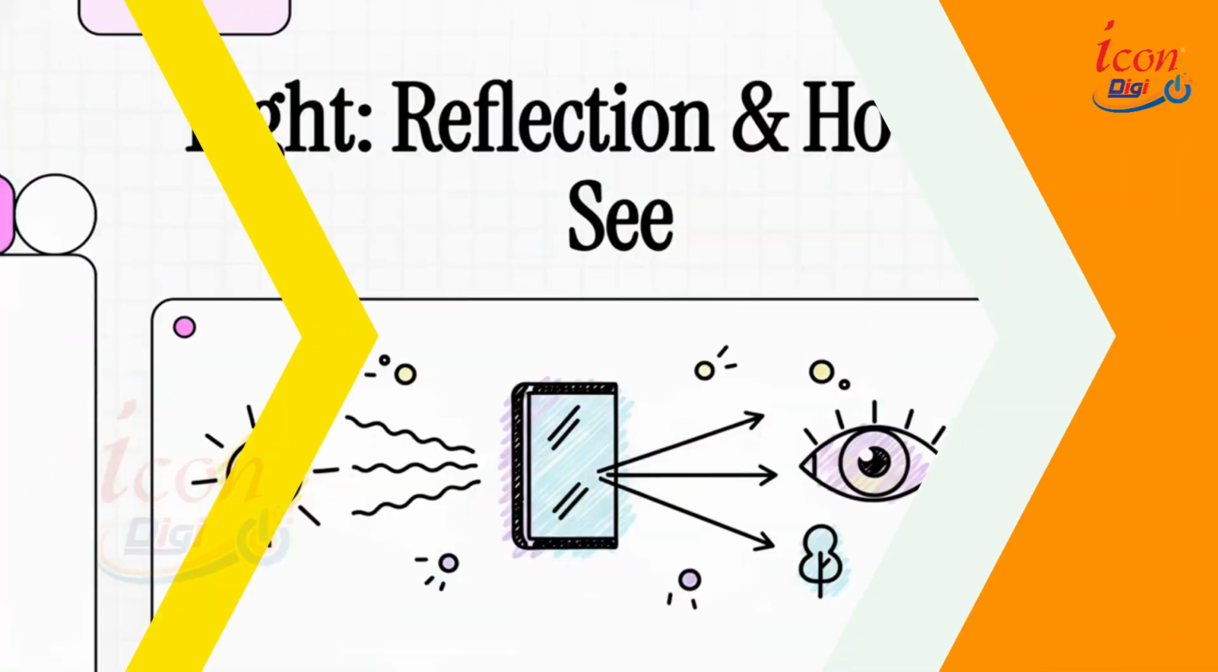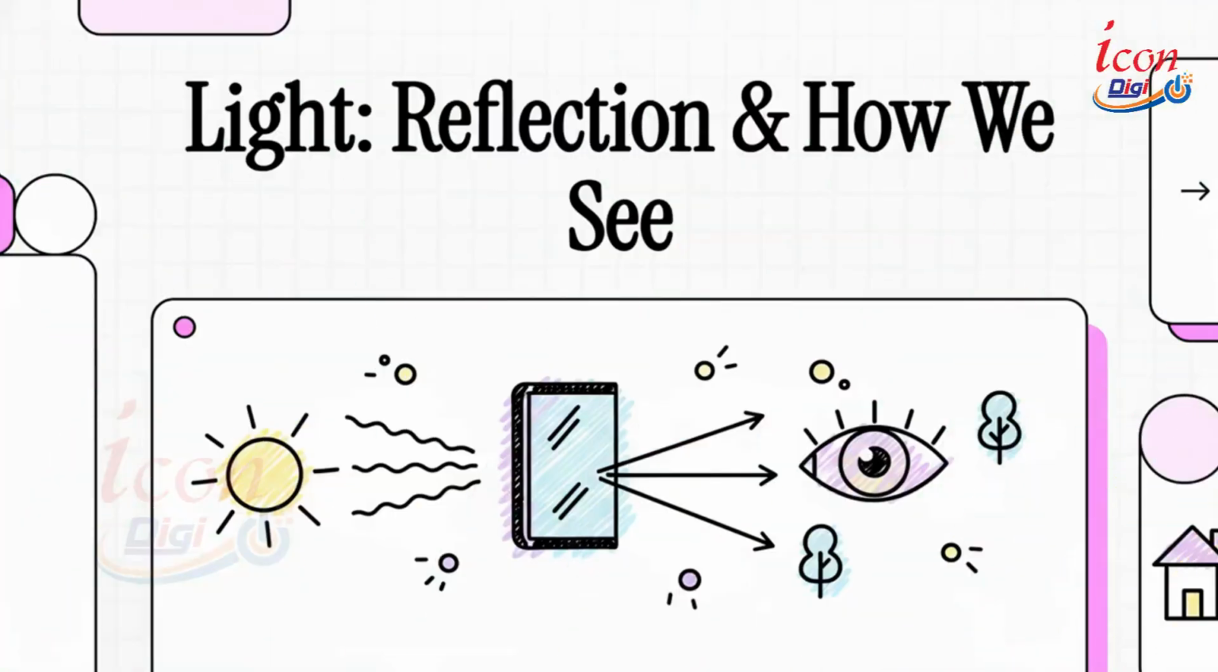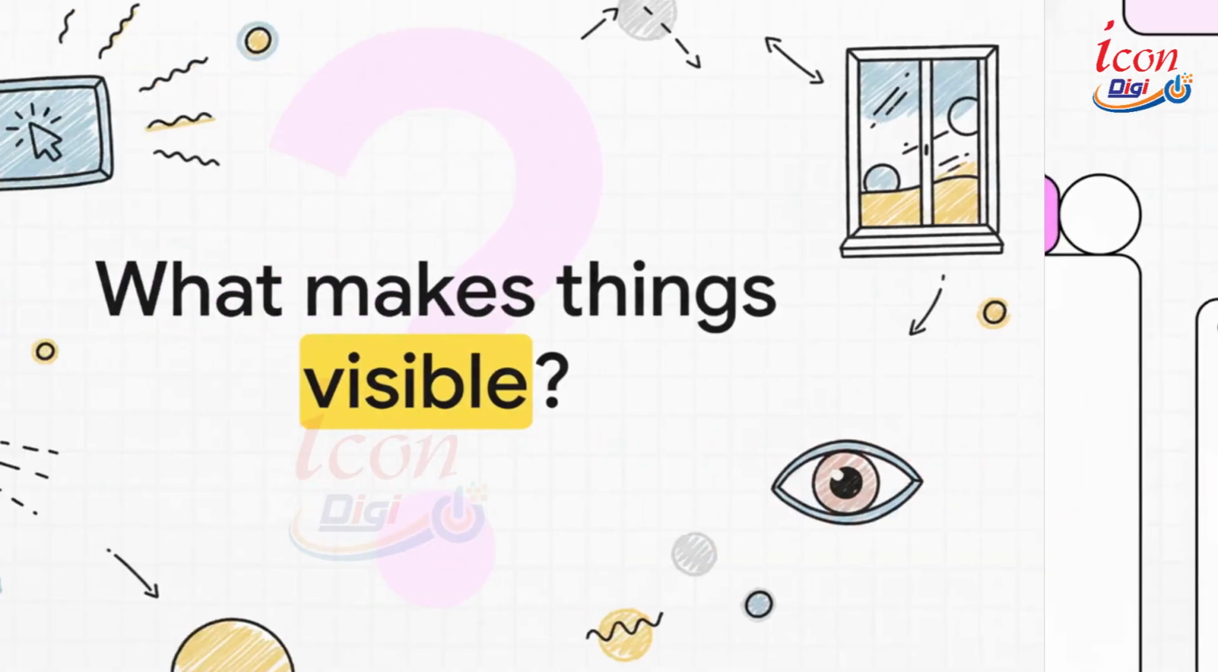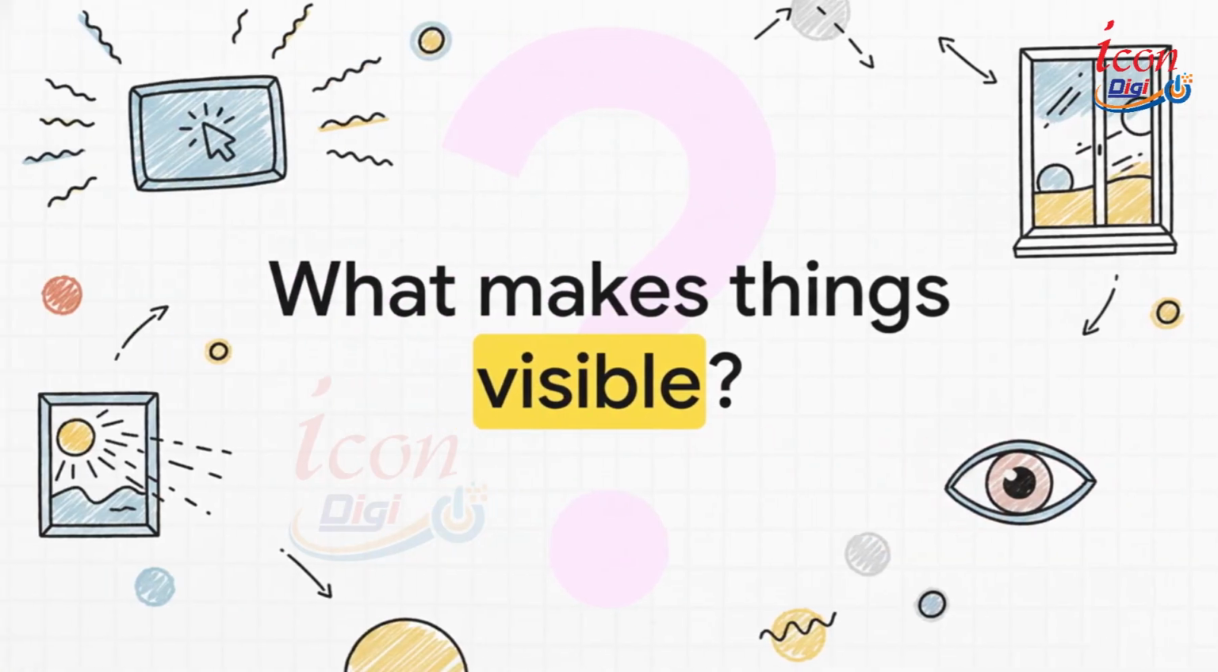Hey there and welcome. Ever think about something you use literally every second of your waking life? I'm talking about light. We're going to break down how it moves, how it bounces around, and most importantly, how it lets us see our entire world. Let's jump right in. So, what makes things visible?